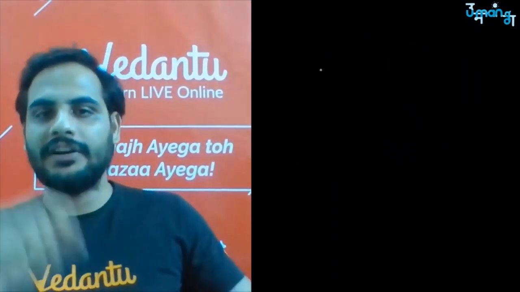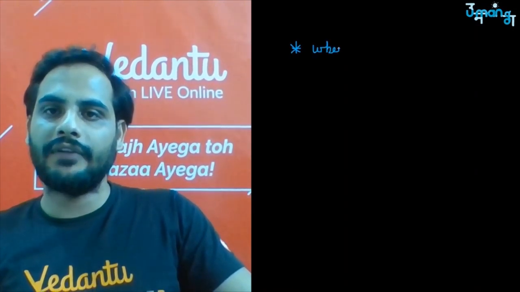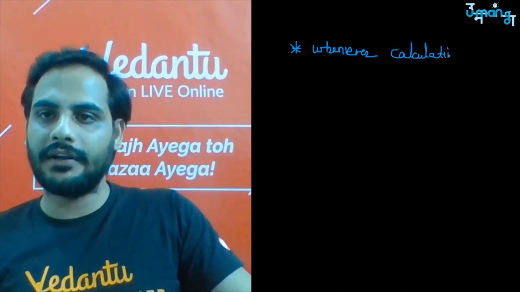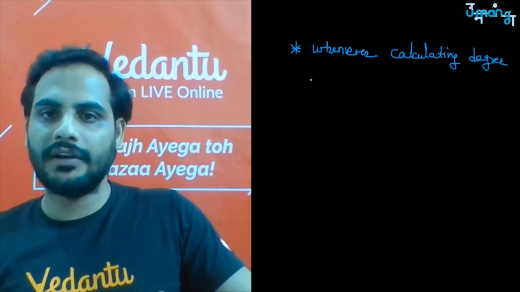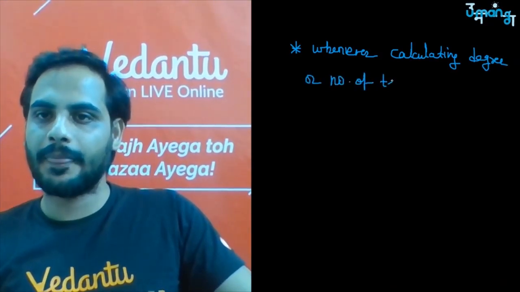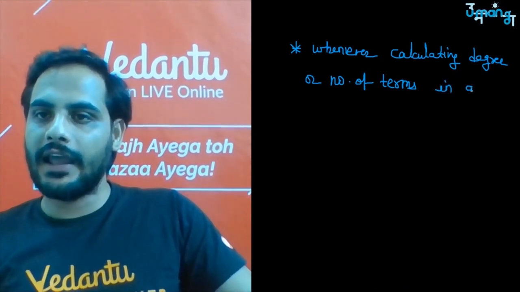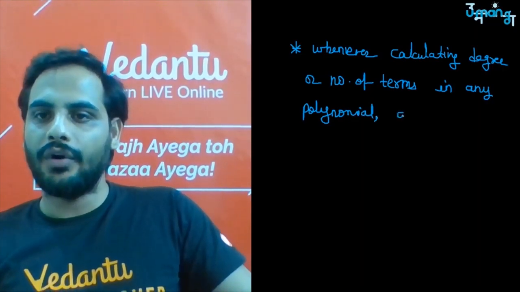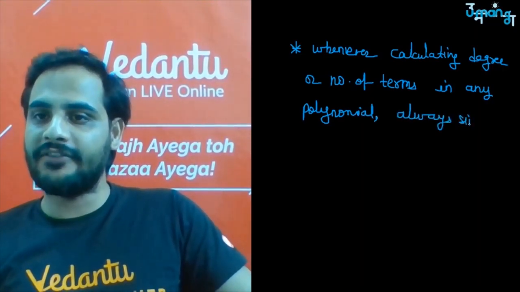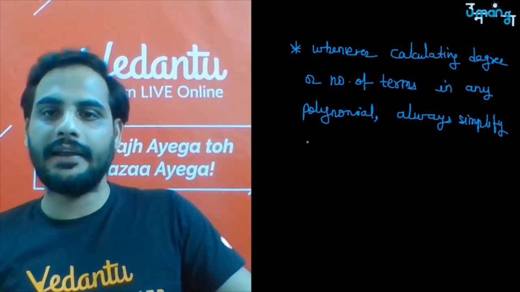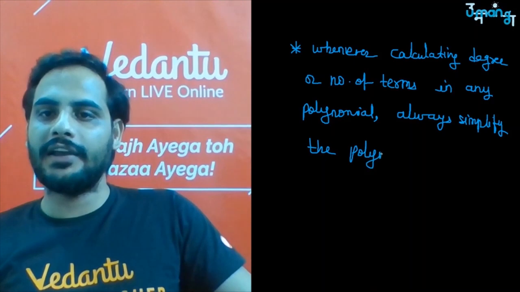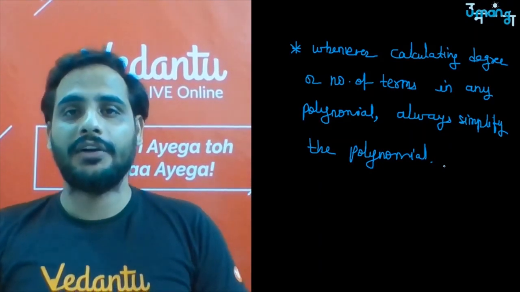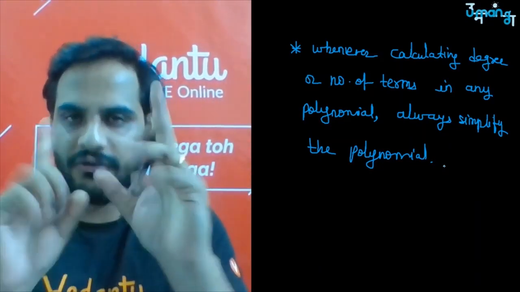Now understand one important thing. Whenever you are calculating the degree or the number of terms of any polynomial, always simplify the polynomial. Don't start just by looking at it. Always simplify. Let me give you an example.